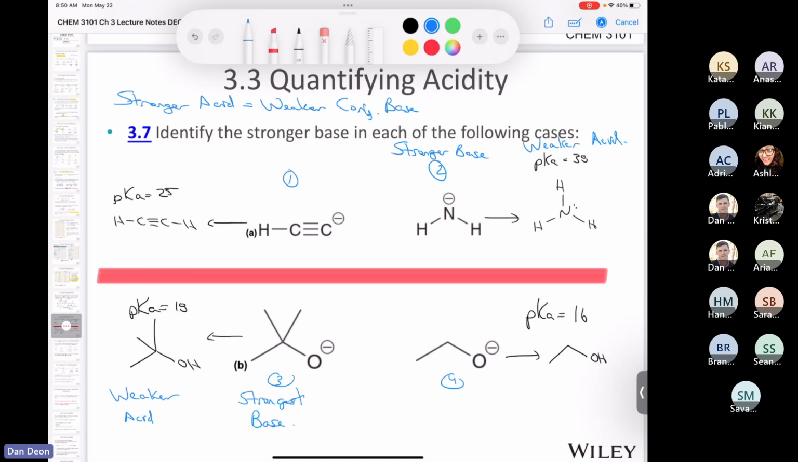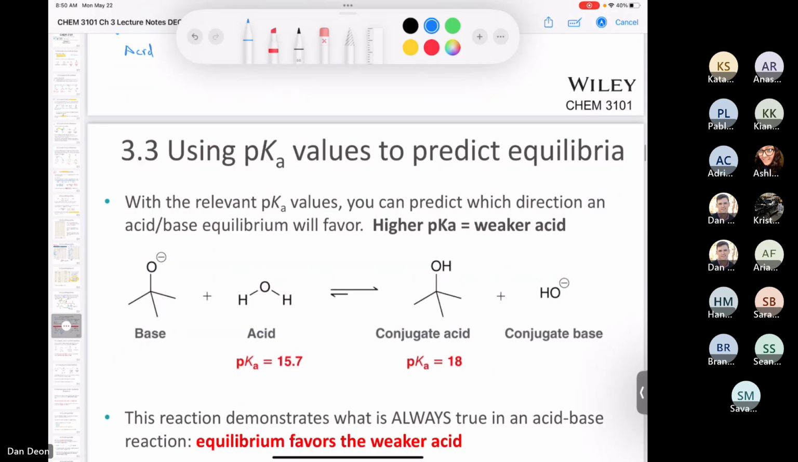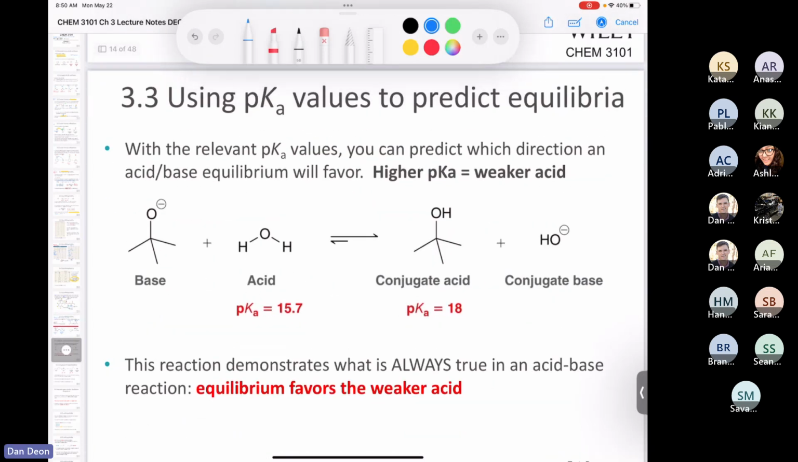All right, well, let's move on from there. Let's get into using pKa values to predict equilibria. So we have a couple slides in this. It says, with the relevant pKa values, you can predict which direction an acid-base equilibrium is going to favor. The higher pKa is the weaker acid.